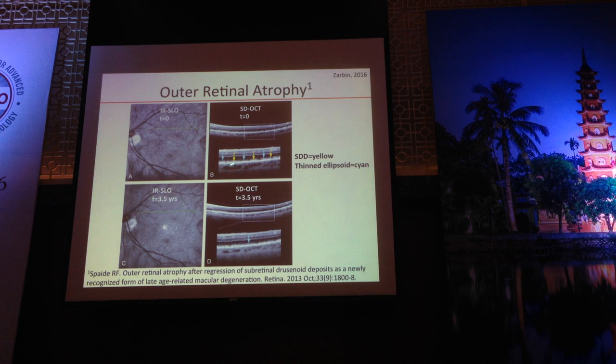It's not so easy to see at this magnification, but over a period of 3.5 years, you lose these subretinal drusenoid deposits, and the result is you only have a little ellipsoid band. This will be shown much more clearly here.